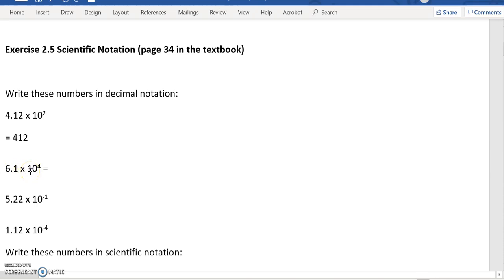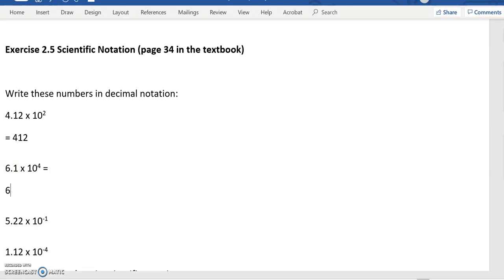6.1 by 10 to the 4. So 10 to the 2 is 100, 10 to the 3 is 1,000, 10 to the 4 is 10,000. So 6.1 by 10,000 is 61,000. And we can just double check this. We've moved the decimal point. We've moved it 1, 2, 3, 4. That's going to work out very nicely.